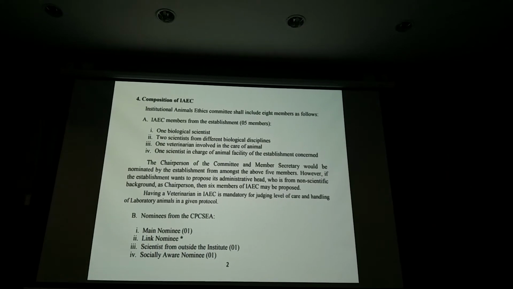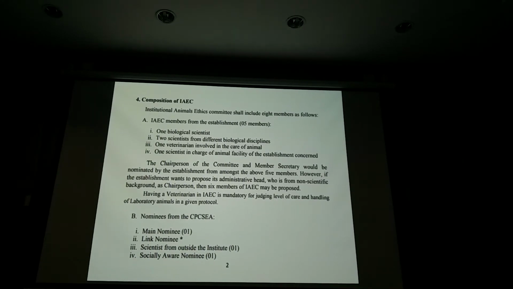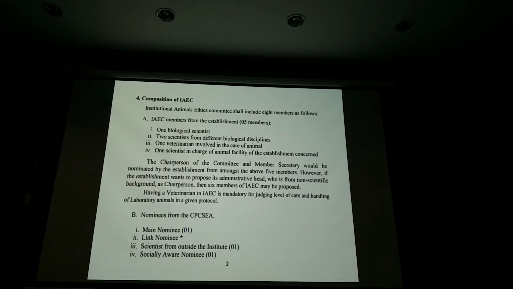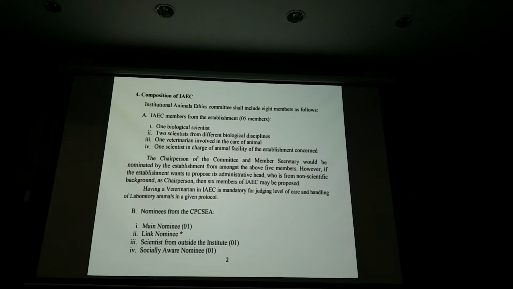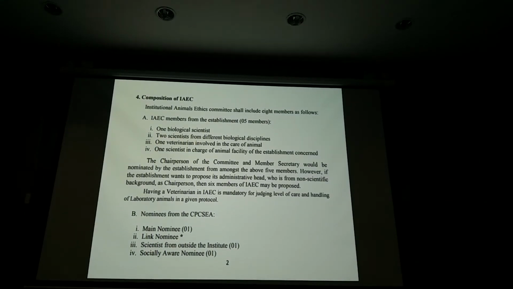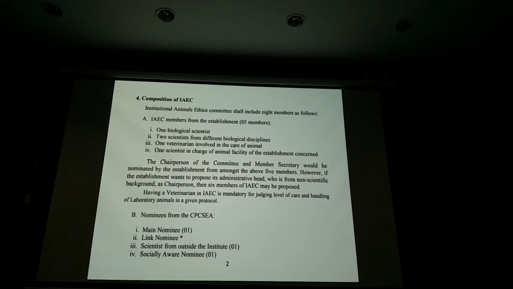I am smart now. So this is the composition. You can see the top 5; actually the second one is 2, it's a duplicate. One biological scientist, 2 scientists from different biological disciplines, 1 veterinarian and 1 scientist in charge of the animal facility, and the chairman can be anybody. Suppose the administrative head is a BCom or a BE engineer, he can also be the chairperson, extra. So 6 persons.